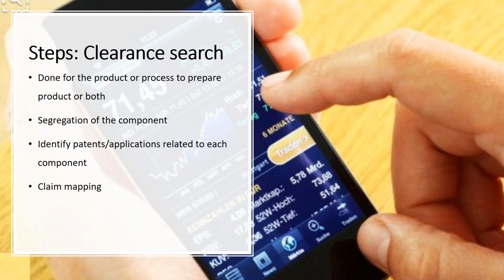you can do claim mapping. Claim mapping is a process wherein you highlight portions of the claims that might be overlapping with your product. So claim mapping gives you a clear-cut idea of the extent of overlap and how many claims you will be infringing, whether they are independent claims or dependent claims. It gives you a clear-cut picture of the extent of infringement, and concluding your findings by looking at claim mapping becomes very easy.